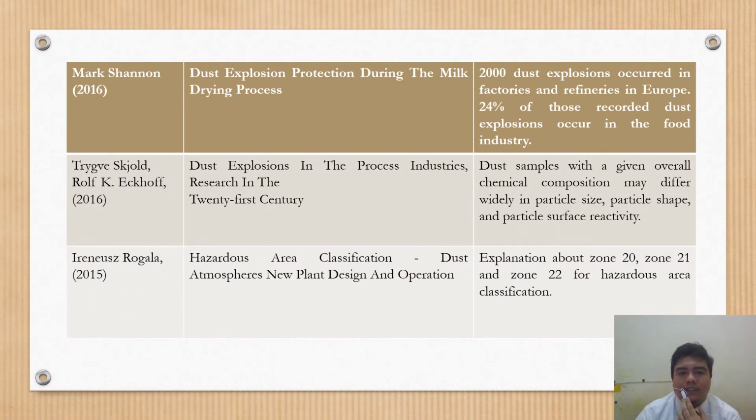Mark Shannon 2016 stated that 2000 dust explosions occur in factories and refineries in Europe. 24% of those recorded dust explosions usually occur in the food industry.